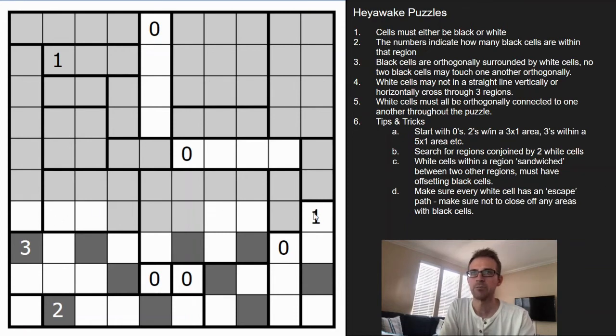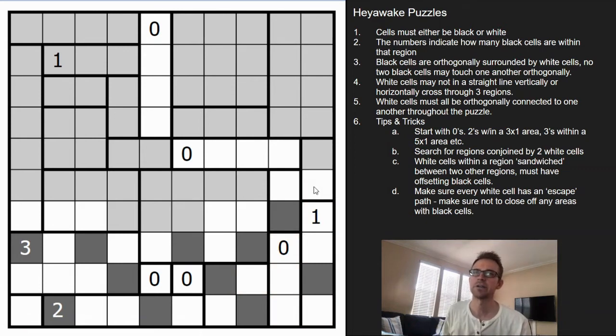Here we have another example of 3 regions. This one might be a little tougher to see because it's separated. The white cells are not right next to each other, but I can't make this a white cell, otherwise it would connect these 3 regions. So that's going to be a black cell. And then again, orthogonally surround it with white cells. And if we looked at this area, these white cells have to have a path to escape, right? So this up here is going to have to be a white cell because otherwise it would trap in these cells, right? So we'll make that white.